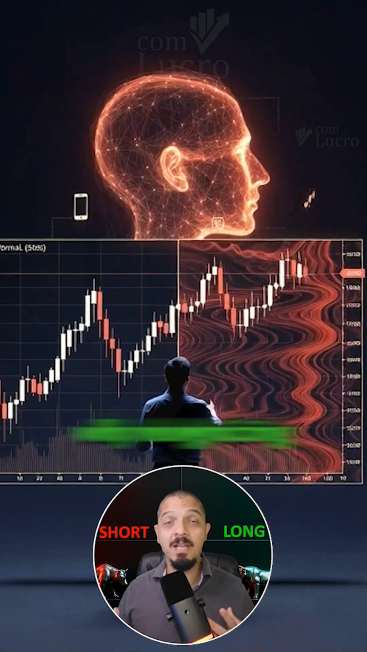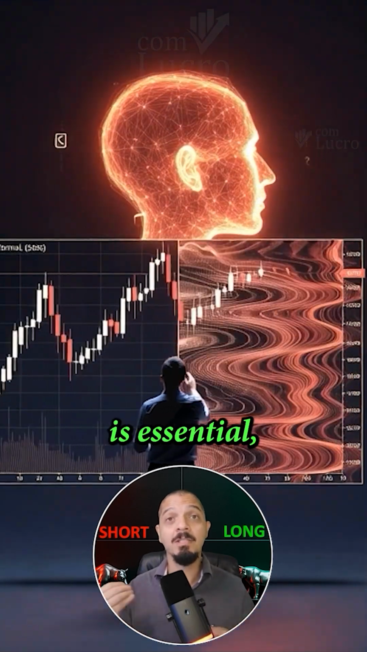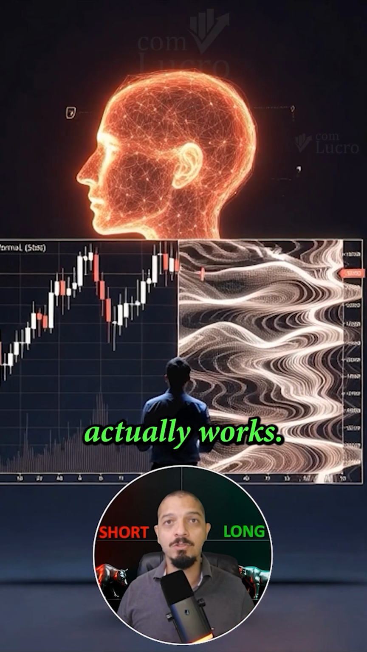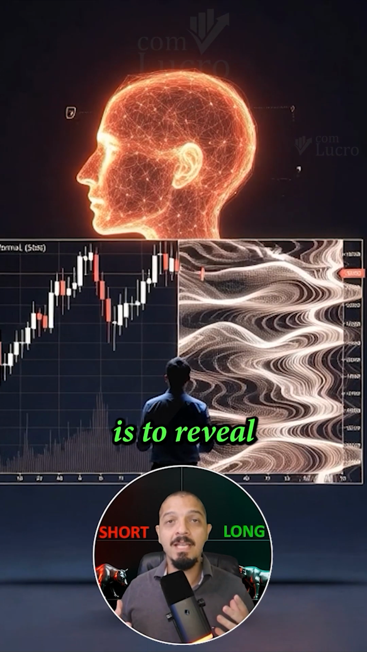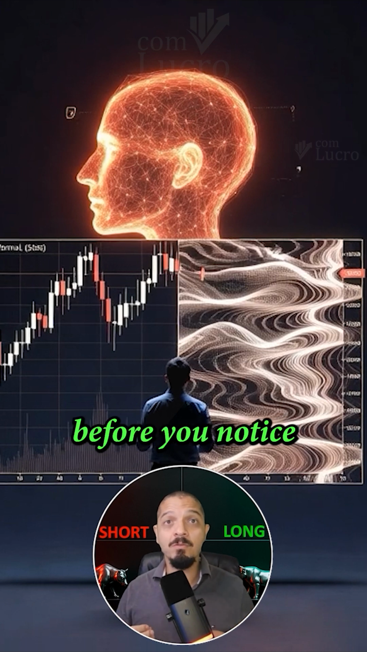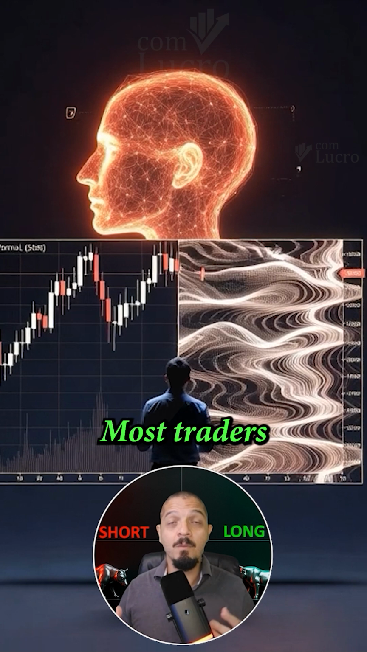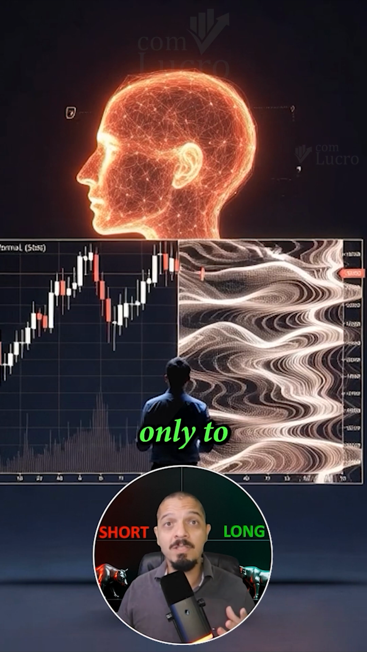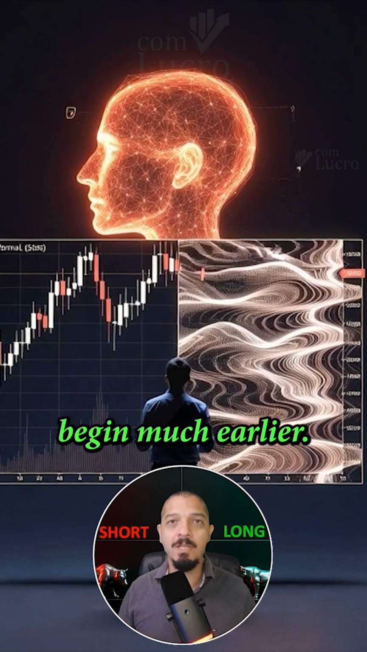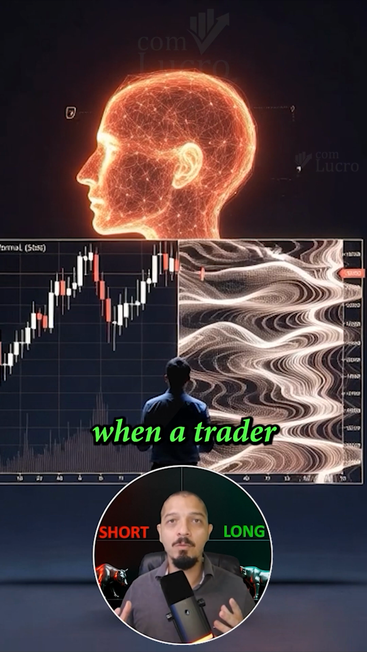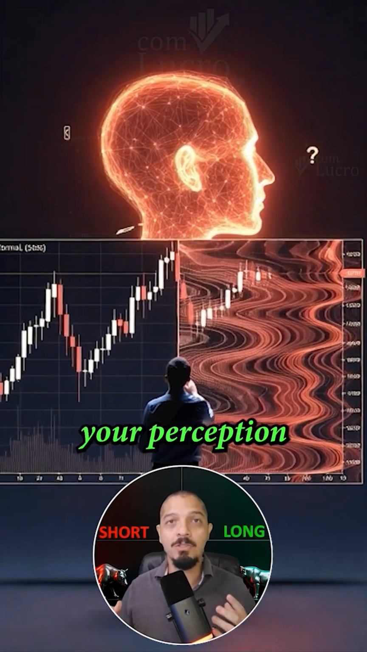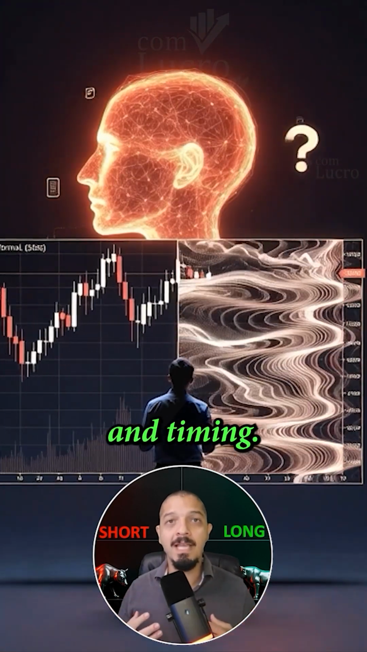Now that you understand why recognizing your triggers is essential, let us walk through how trigger awareness mapping actually works. The purpose of this method is to reveal the specific events that shift your emotional state before you notice it happening. Most traders believe they react only to price movement. But the truth is that reactions begin much earlier. They begin when a trader activates a mental pattern that quietly alters your perception of structure, risk, and timing.